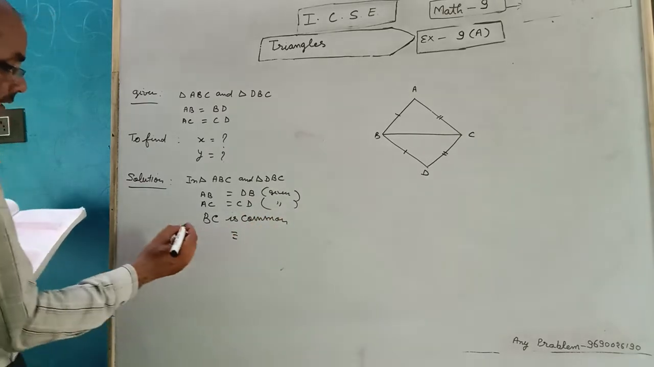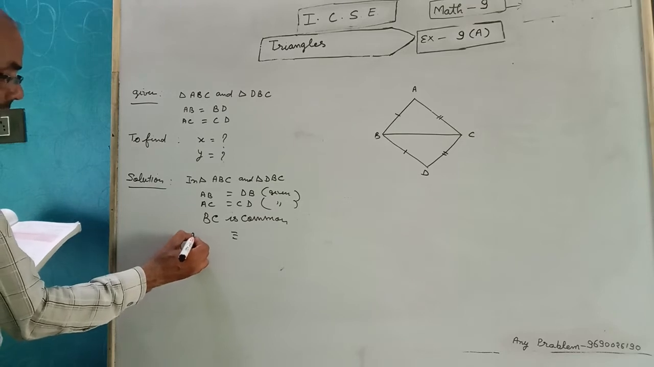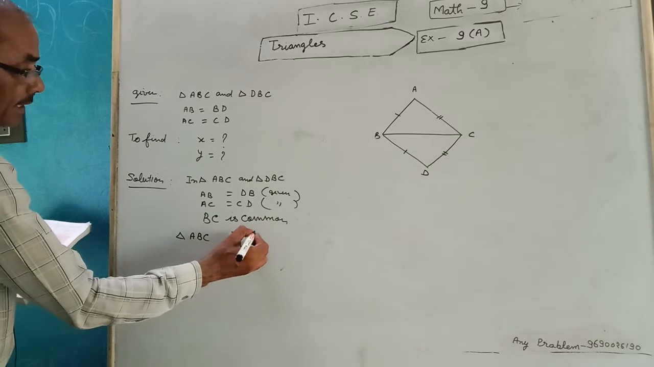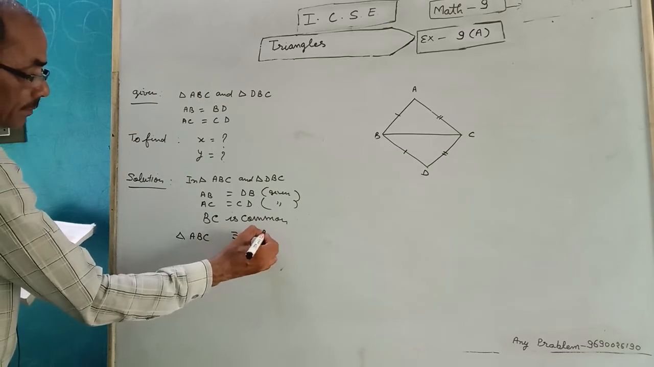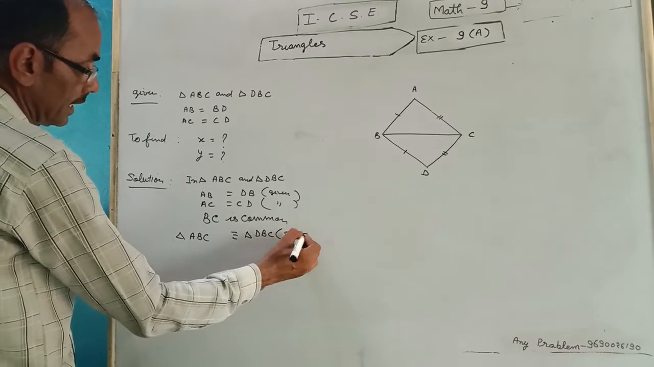Both triangles are congruent. Triangle ABC is congruent to triangle DBC by side.